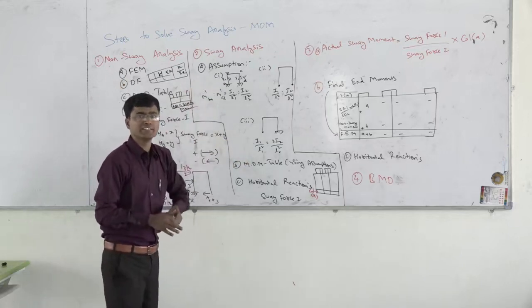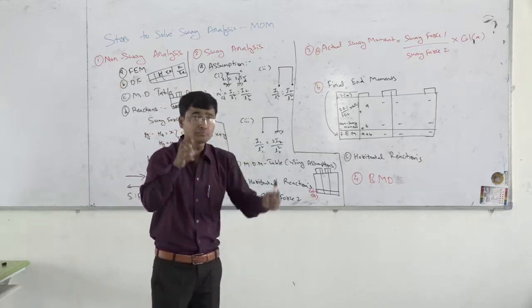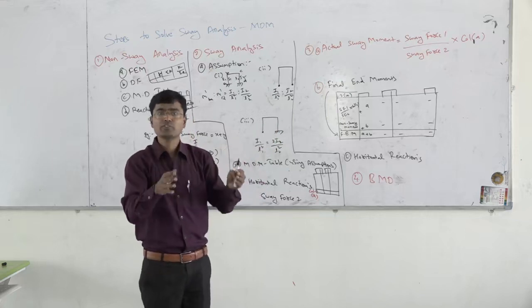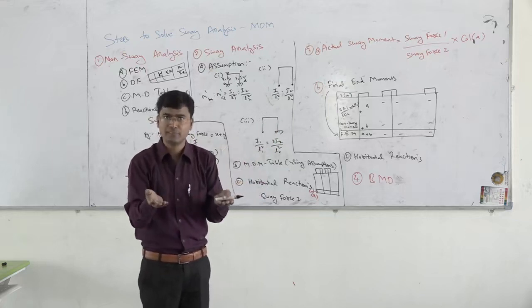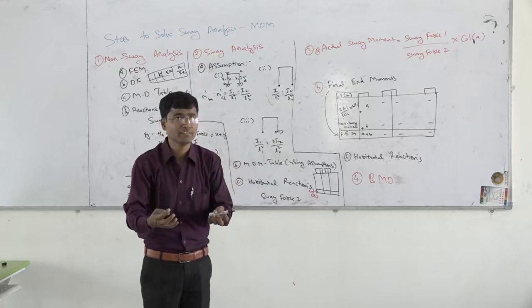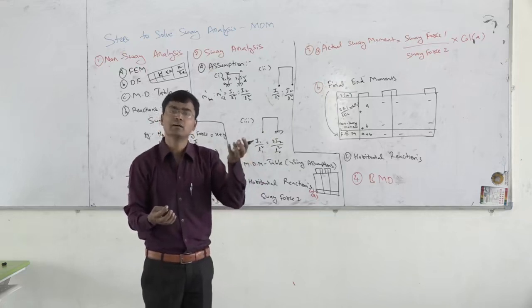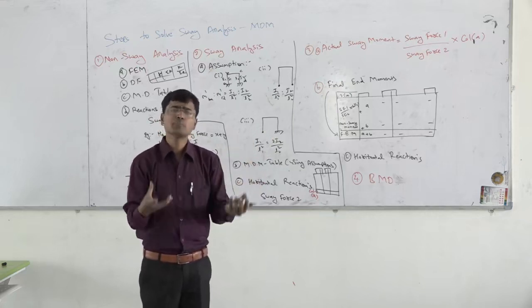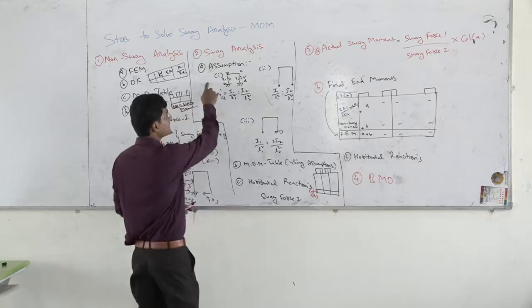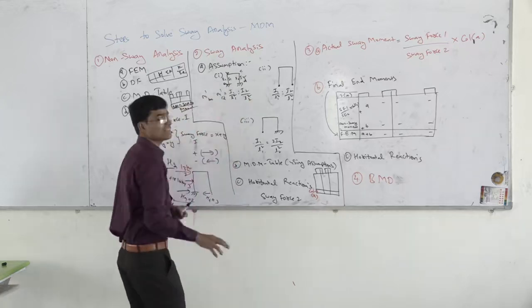Now using your sway analysis we have different cases for your frame. If you see a frame, both the ends might be fixed, or one support might be hinged and the other support fixed, or both the supports might be hinged. So all 3 cases I have written over here. That is nothing but our assumption.